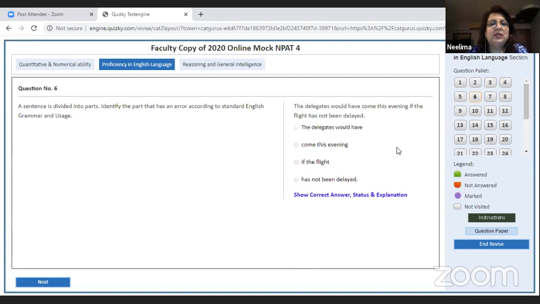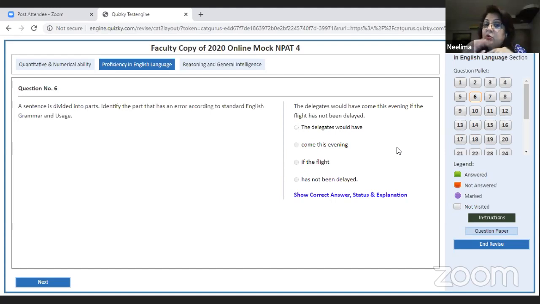All these questions are based on standard English grammar and usage. When I say standard English grammar, we follow British English grammar. So how do we approach this question type? Again, the first thing remains the same, that we read the entire sentence and understand the context. The delegates would have come this evening if the flight has not been delayed. So someone was to arrive on time, but they could not.